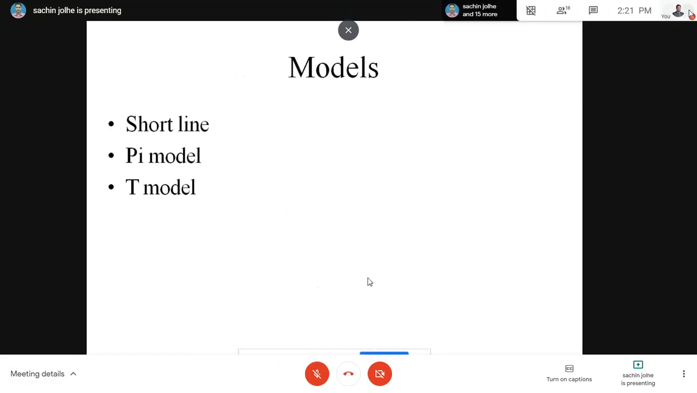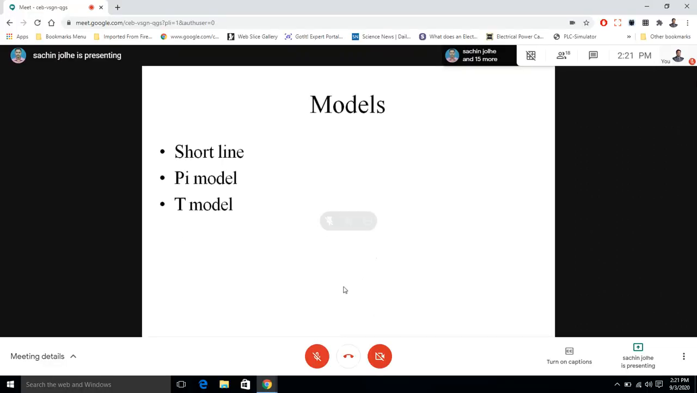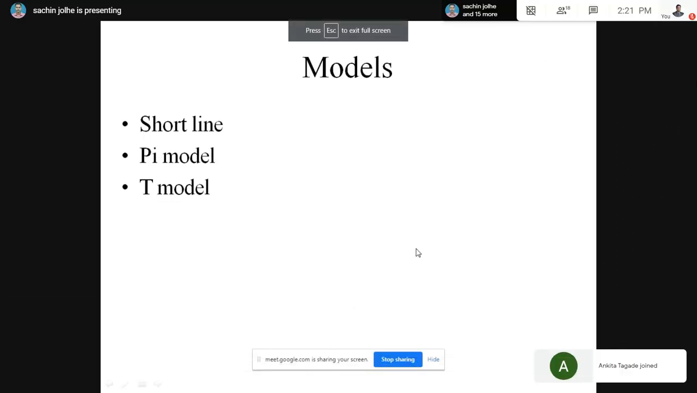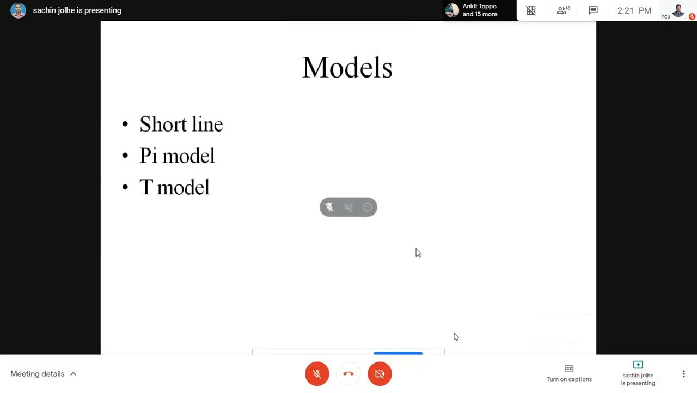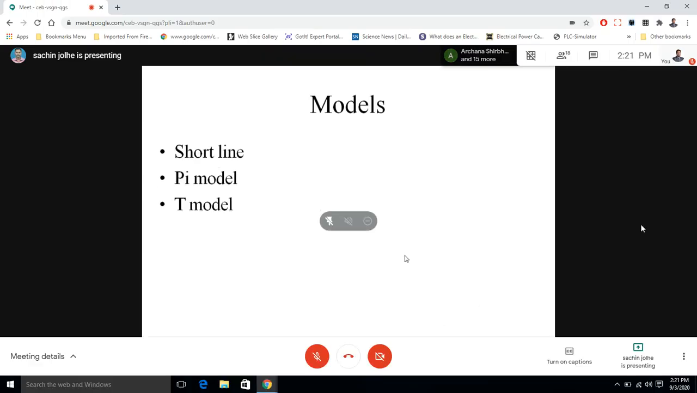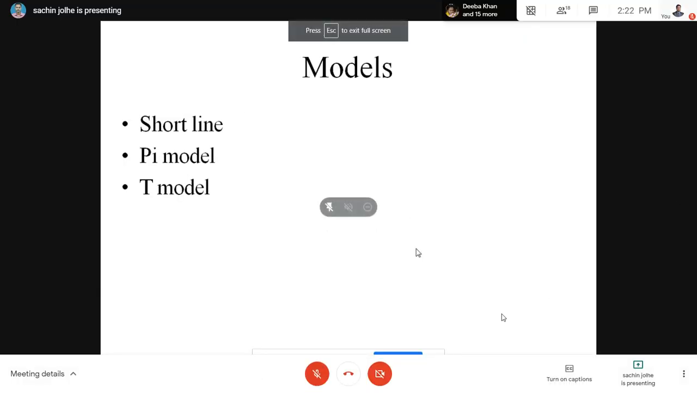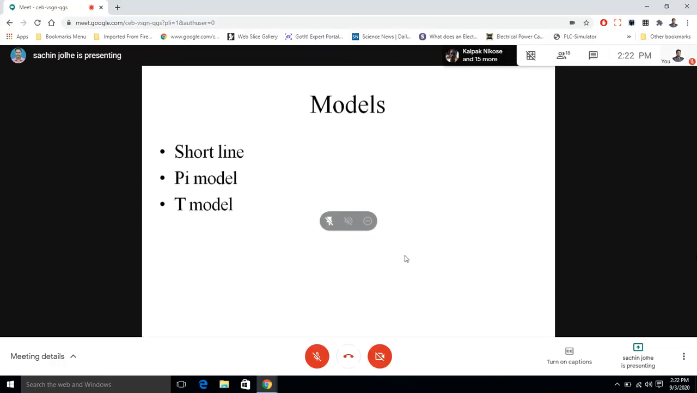Okay, so there are two different models, the pi model and the T model. But normally we are not going for the T model, because in a T model we are lumping all the capacitance into one and distributing the reactance. So the inductance we are dividing. As we are dividing the inductance, it is very easy to calculate.